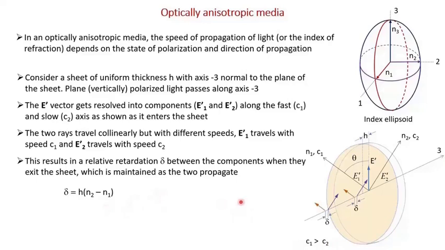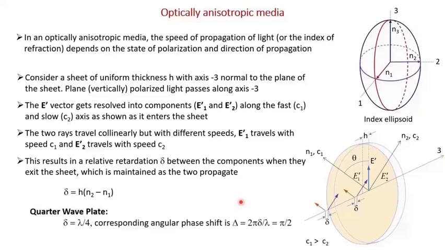Now by controlling the thickness of the sheet, you can design this delta to be equal to 1/4 the wavelength of the light, of course for a particular wavelength value. So if small delta is equal to lambda by 4, then it is called a quarter wave plate, which produces a retardation of 1/4 the wavelength of the light used. The corresponding angular phase shift will be capital delta equal to pi by 2.